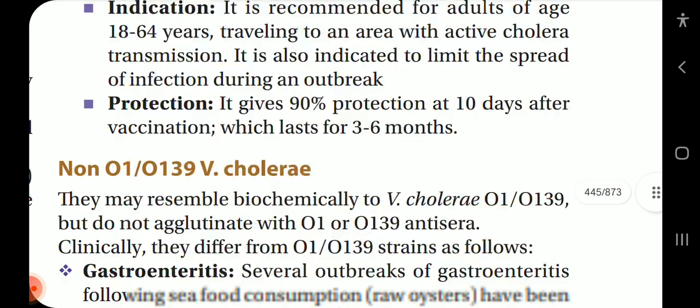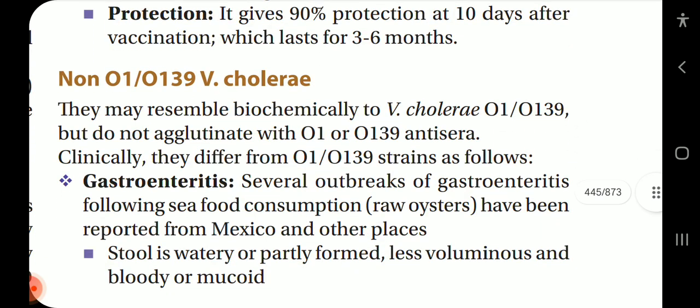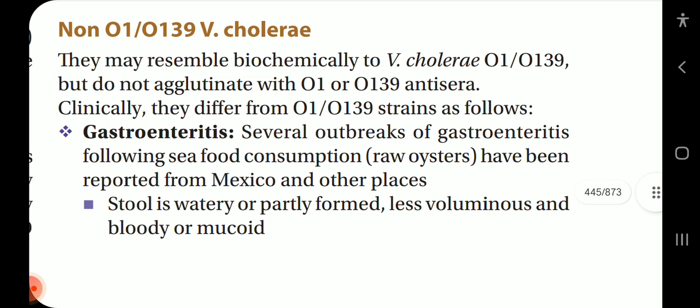Protection: it gives 90% protection at 10 days after vaccination, which lasts for 3 to 6 months. Non-O1 or O139 Vibrio cholerae. They may resemble biochemically Vibrio cholerae O1 or O139 but do not agglutinate with O1 or O139 antisera. Clinically, they differ from O1 or O139 strains as follows.